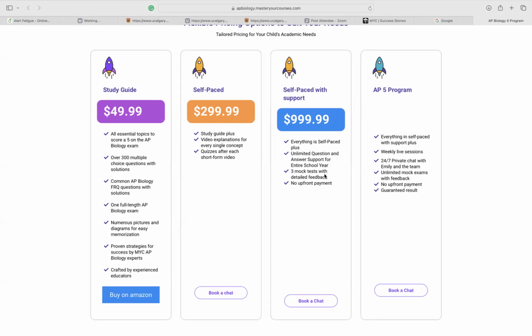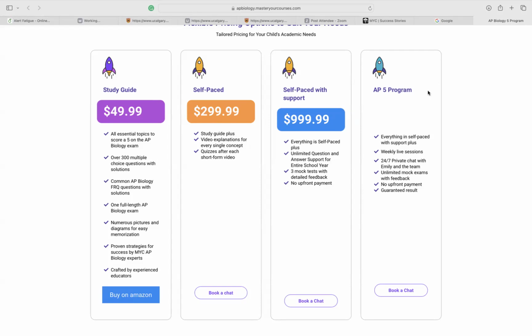It has 3 full mock exams, and these mock exams are identical to the ones you're going to see on the actual AP. So they're not easy. They're going to assess your capability. And what is nice about this one is that there is no upfront payment, and I'm going to explain how that works. And then comes our AP5 program.